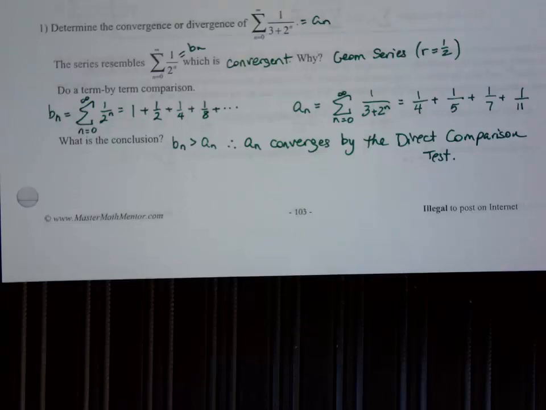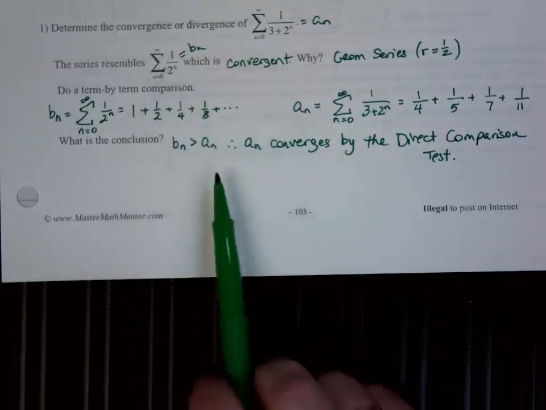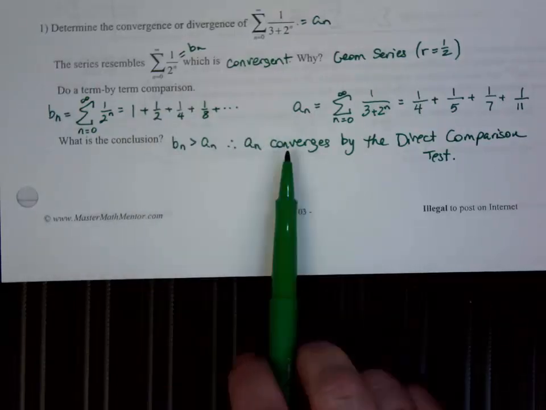Now, you must write that B is greater than A, or that B is less than A, depending on the scenario. You have to write that sentence down, because I know that this one converges, and since this one's always on top of that one, that one's got to converge too.